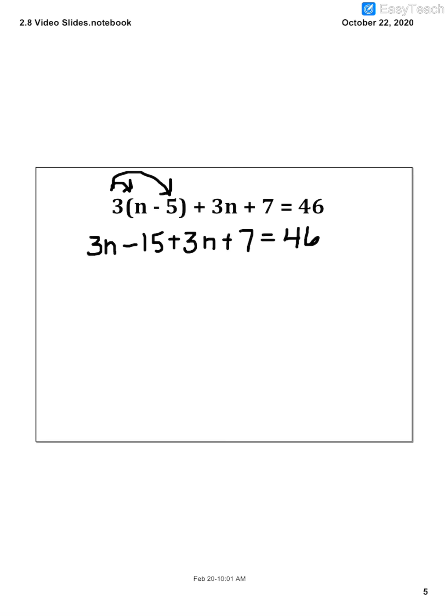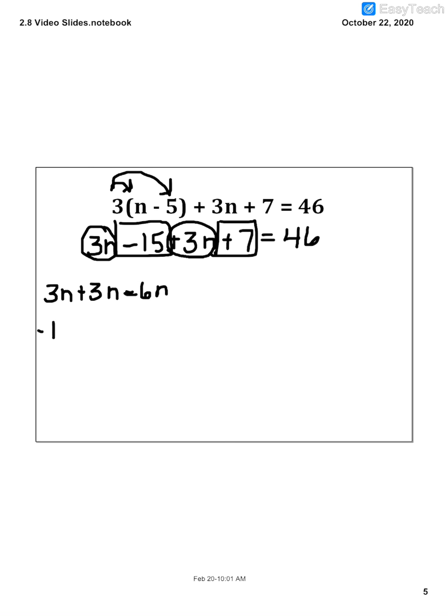So now that I did the distributive property, I see that I can combine like terms. So 3n is a like term with positive 3n. And I'll write it on the side. 3n plus 3n is equal to 6n. Negative 15 is a like term with positive 7. Negative 15 plus 7 is equal to negative 8. So now I'm going to put these together. 6n minus 8, because my 8 was negative, is equal to 46.